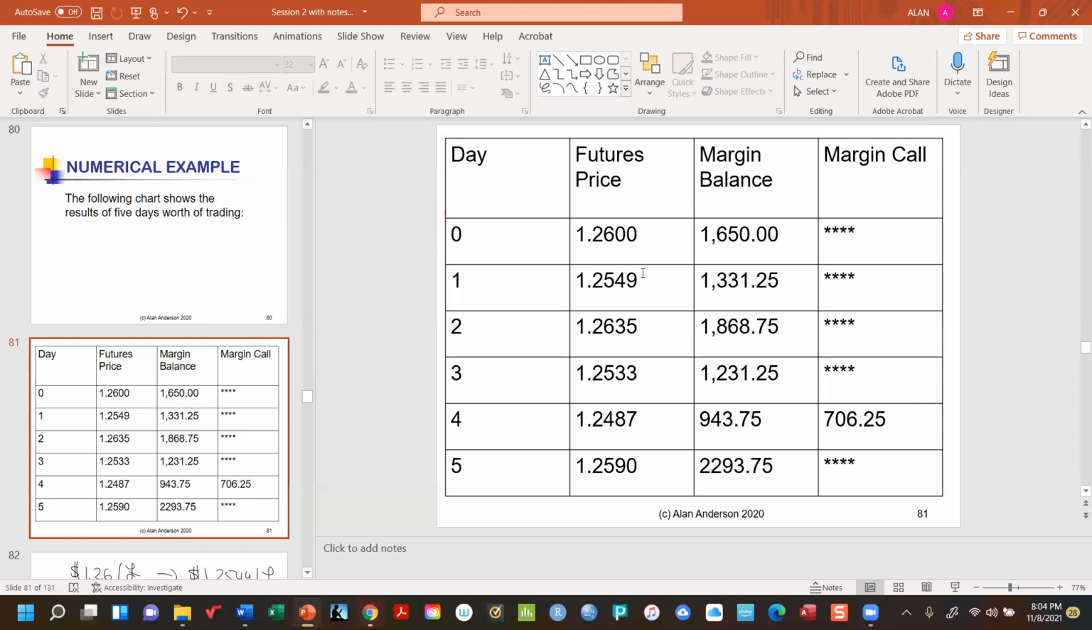Wait a minute. Hold on a second. It's 1.26. It's about 0.005.